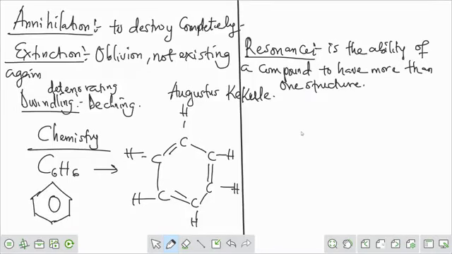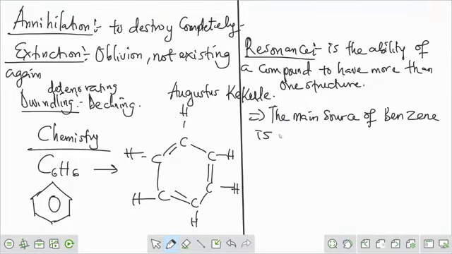Now let's look at the main source of benzene. That is, how do we find benzene and its derivatives? Don't forget that benzene is an aromatic compound. Aromatic, that is, it has aroma.